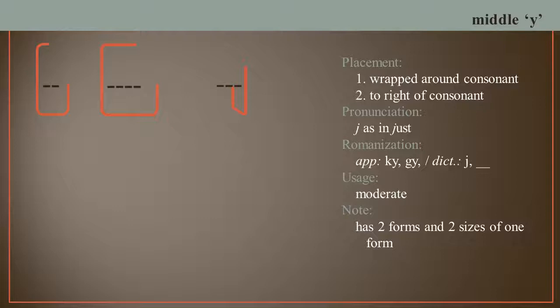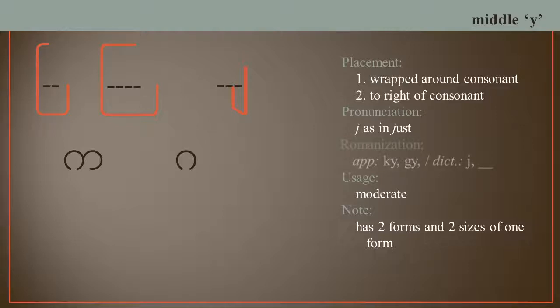Next, we're going to take these same three symbols, but we're going to use them with these two consonants. You may recall their sounds are ka and ga, very similar sounding consonants. And in fact, when they're combined with these symbols, they're going to produce virtually the same sound. Their placement is, once again, either wrapped around the consonant or to the right of the consonant. With this first consonant on the left, you can see why it's going to require a bigger form of that first style of symbol. Its pronunciation is like the letter J in just.